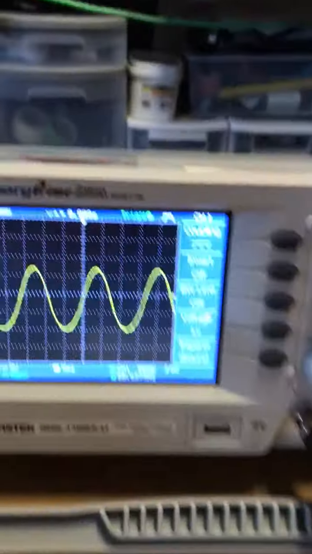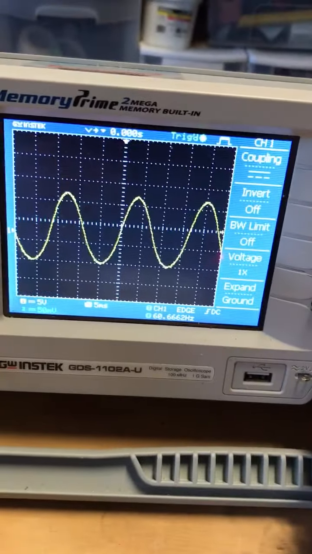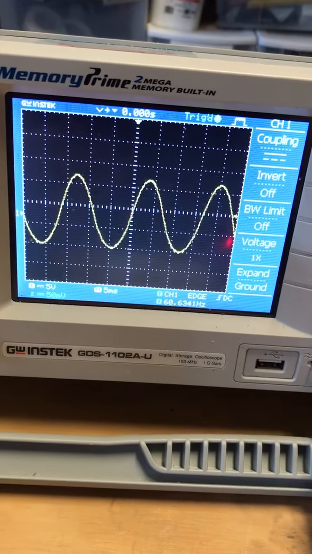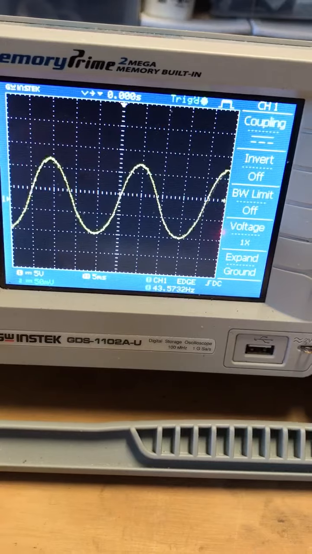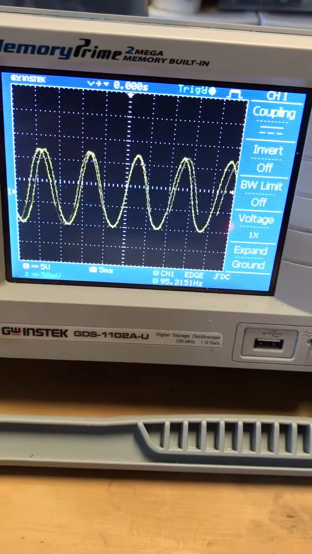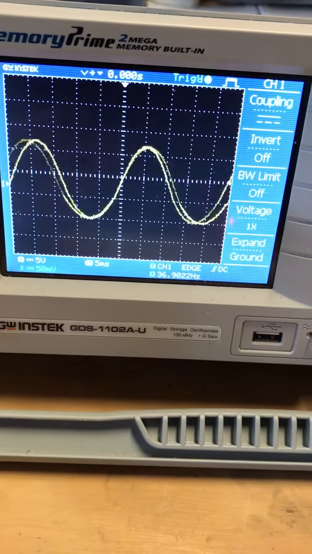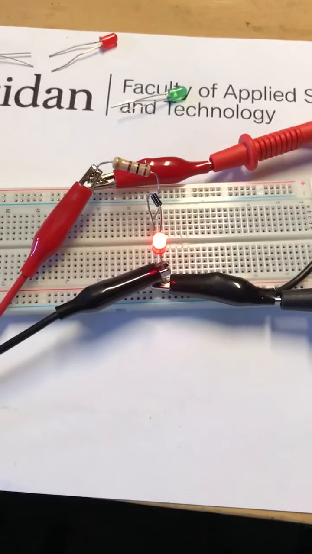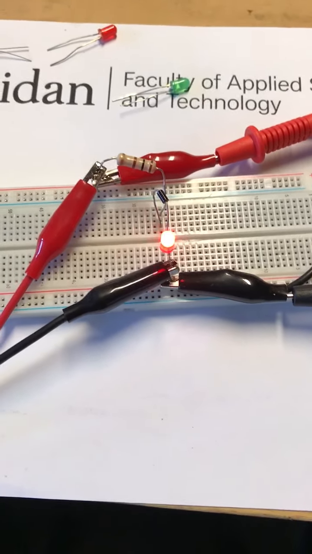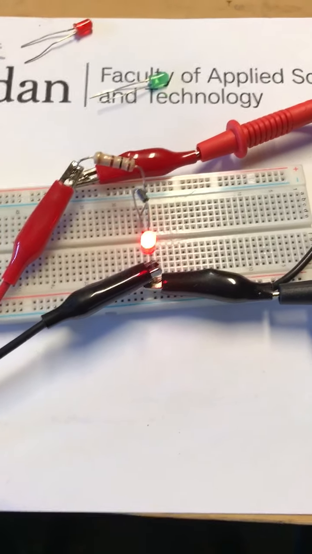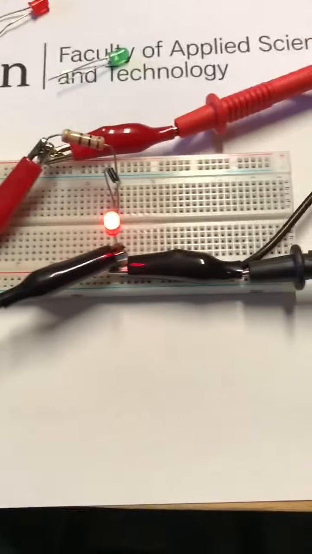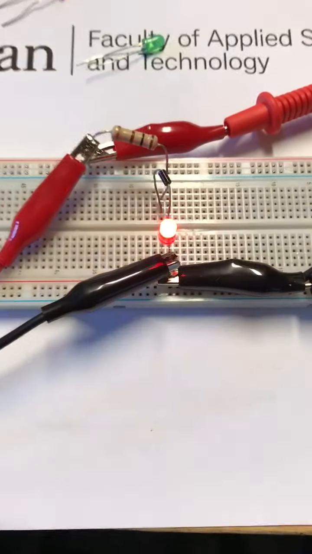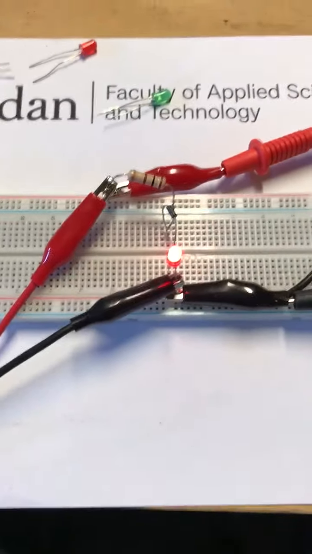And we can adjust the volts per division on this in order to see it a little bit differently. We can change the frequency as well, more frequency, less frequency. So how is it that we have a diode that is connected into a circuit, and the diode has to be biased correctly in order to work, and it's a DC device? Well, I'm going to show you.